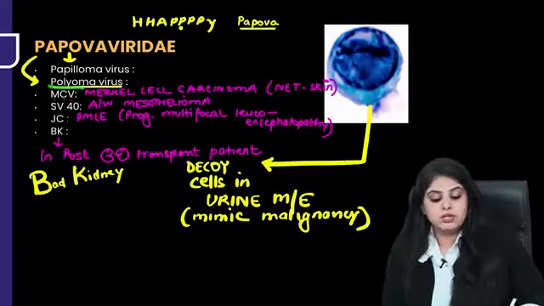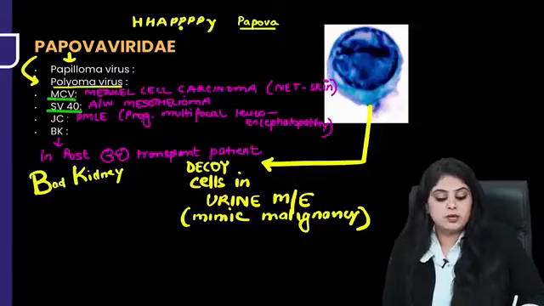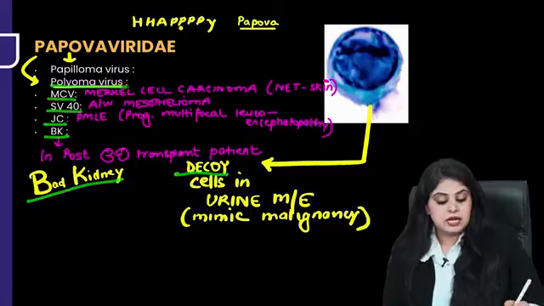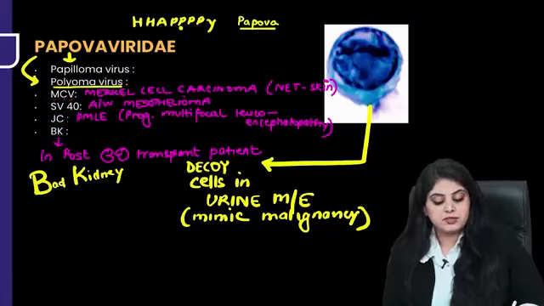These are all the polyoma viruses. Merkel cell carcinoma, SV40 with mesothelioma, JC virus with PMLE, BK virus with bad kidney, that is the decoy cells. Polyomas are done. Now let's come to papilloma. What comes under papilloma? I don't think I need to teach you.